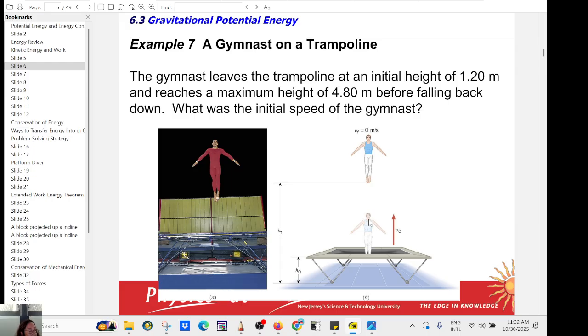So anyway, okay, let's apply here. I'm going to do it two ways. You can do it the way we have been doing it. So net work equals change in kinetic energy. And we're going to find a new way to do it, which is conservation of energy. So here it has initial velocity, and we want to know how high it goes. You could also do it using kinematics.